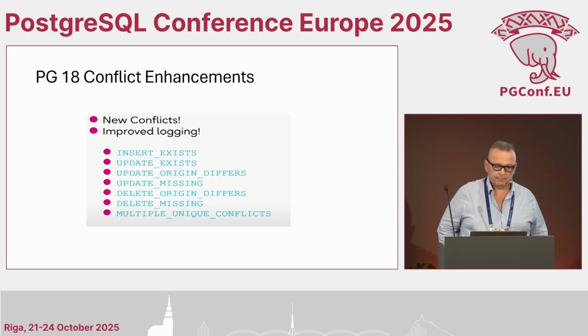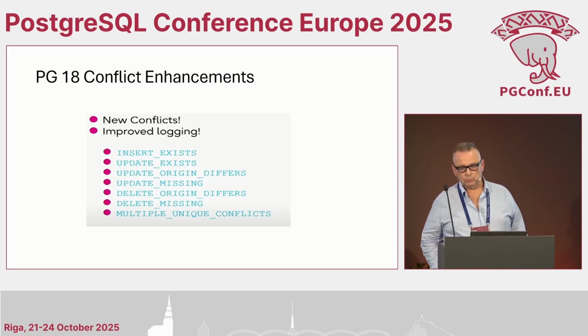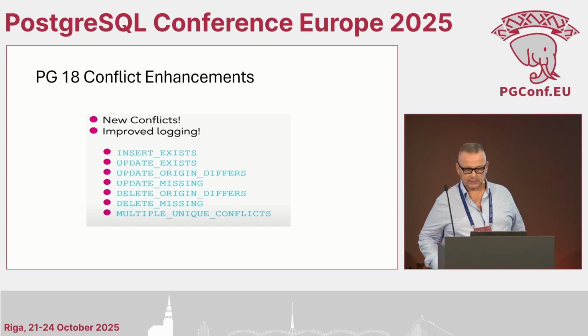Since Postgres 18, there have been some enhancements in conflict management, and you can see that we've got 7 new conflict handling types. These are insert exists, update exists, update origin differs, update missing, delete origin differs, delete missing, and multiple unique conflicts. So we're going to take a look at these in a little bit more detail.